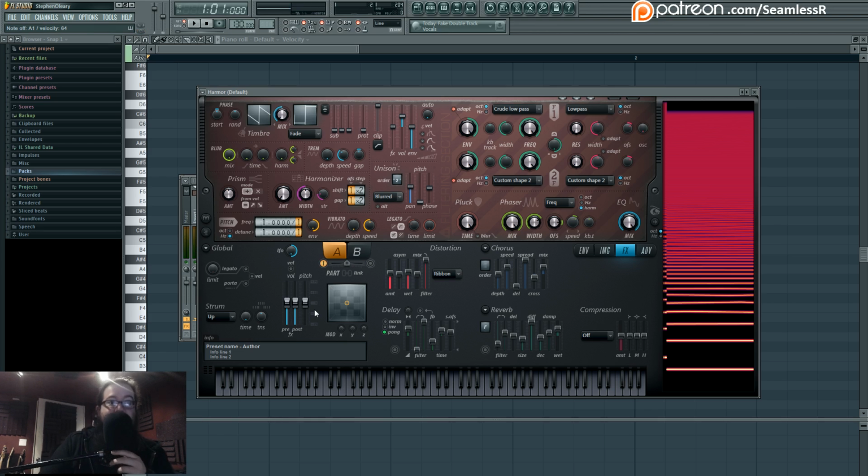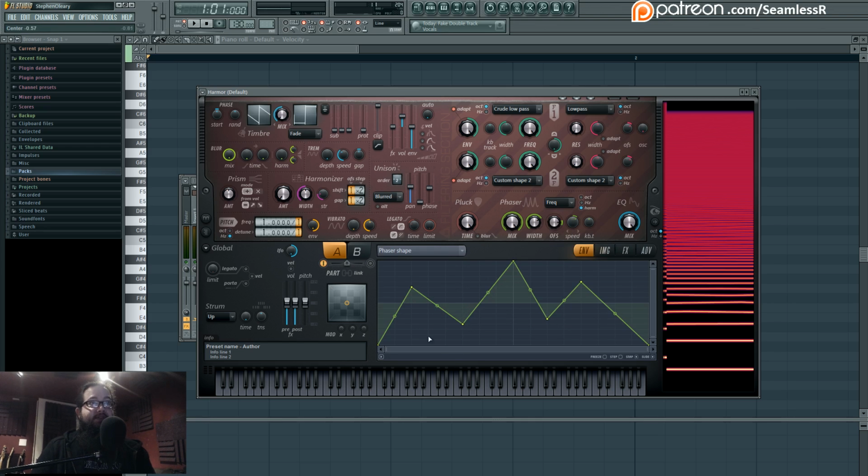So this is using the phaser in frequency mode with a custom shape that looks like this. It's just some poking around, making some shapes. Not a lot going on. And what the phaser does in frequency mode is that it takes the settings that it applies normally to the volume of a harmonic, and instead applies it to the pitch of a harmonic, which creates interesting results.